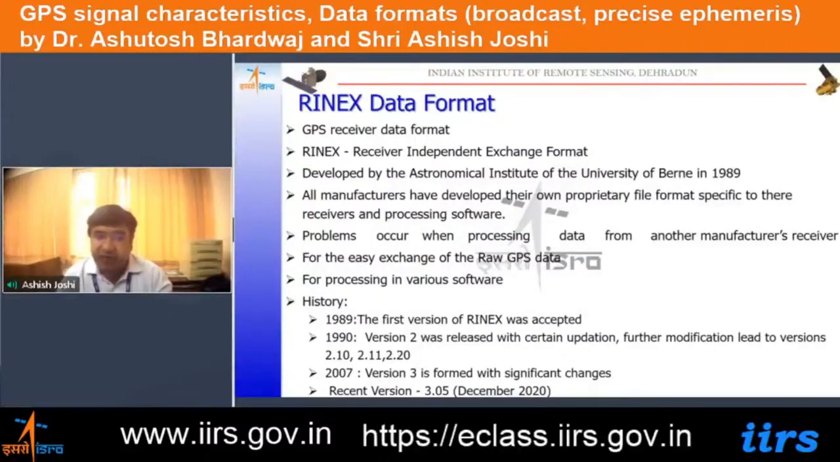Then after some modification, in 1992, version 2 was released with certain updates and modifications like 2.1, 2.11, 2.20. And finally, in 2007, version 3 was formed with significant changes. And the most recent version is 3.05, which was released in December 2020.